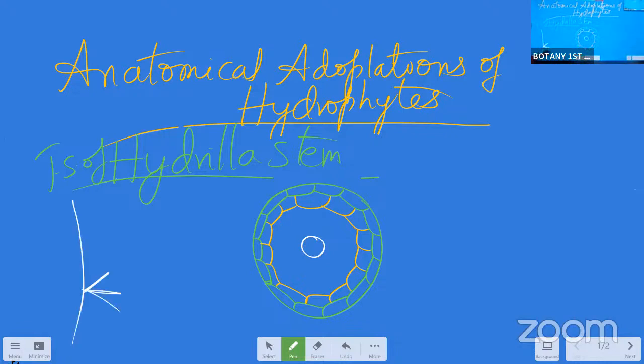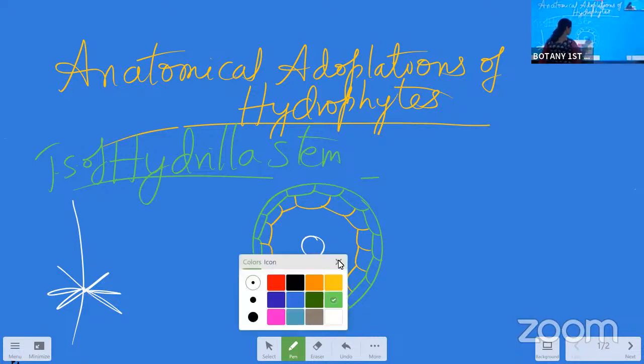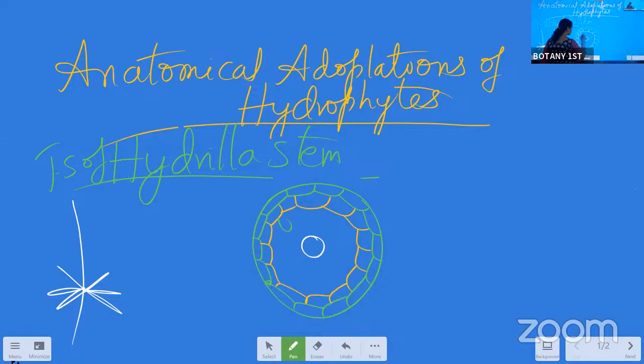Now reduced leaves are present. So we cannot say the leaves are having the mesophyll tissue in them. So both characters can be seen in the hydrilla stem, leaf characters and the stem characters. Both will be done by the stem only. So here in the stem, below the hypodermis, this is completely filled up with parenchymatous tissue.